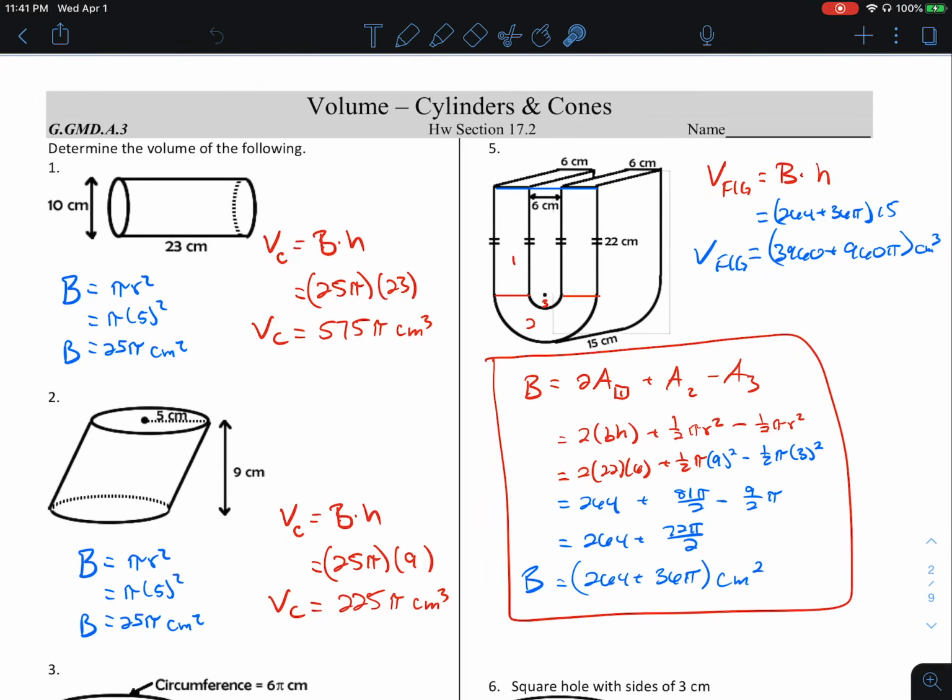So this is honors geometry, homework section 15.2: volume of cylinders and cones.